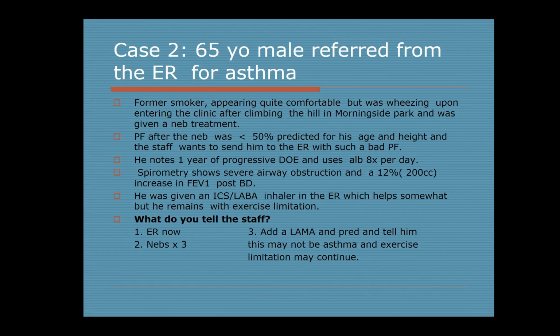He notes 1 year of progressive dyspnea on exertion and uses his albuterol 8 times a day. His spirometry shows severe airway obstruction, and he is bronchodilator responsive. He gets a 200 cc and 12% increase in his FEV1 post-bronchodilator. He was given an ICS-LAMA in the ER, which helped somewhat, but he still has exercise limitation. But because of his very bad peak flow, the staff wants to send him downstairs. So what would you do? Send him to the ER now, give him 3 nebs, or add a LAMA and prednisone and tell him this may not be asthma and exercise limitation may continue.